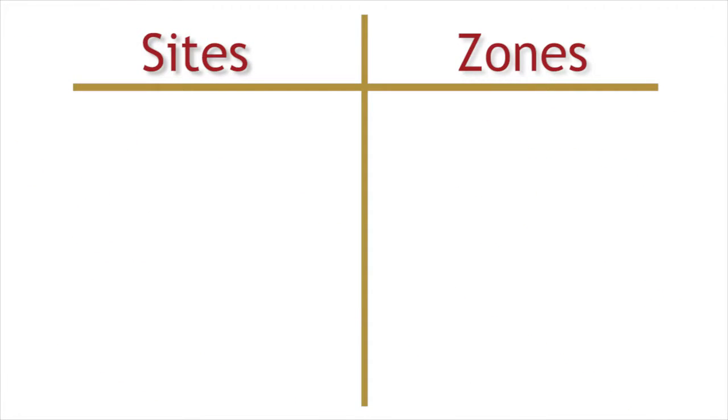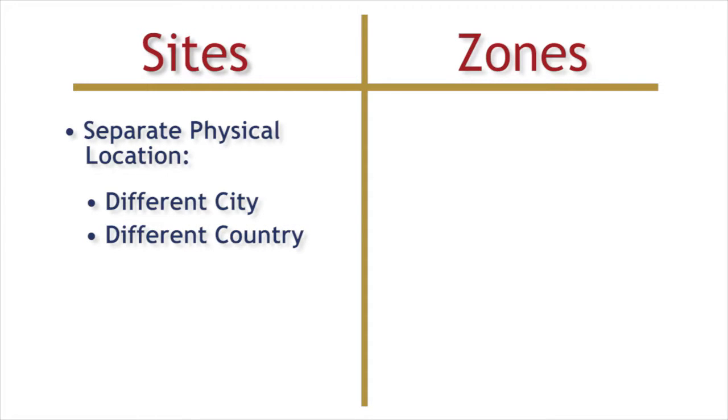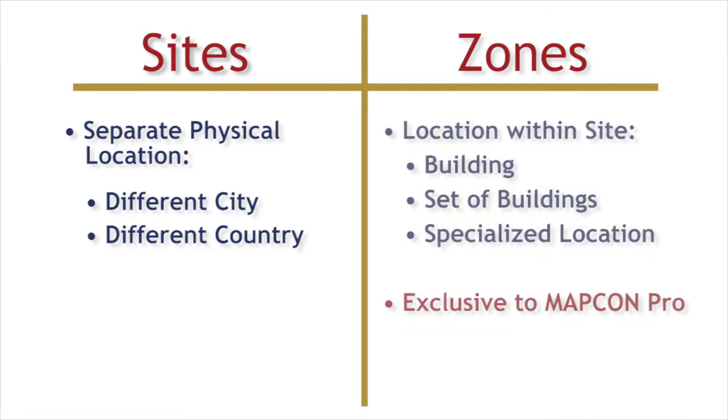It's important to know the difference between a site and a zone. A site can be thought of as a separate physical location. For example, a company might have two plants, each in a different city or even a different country. Each plant can be considered a site. A zone, on the other hand, is a specified location, such as a building or room within that site's campus.